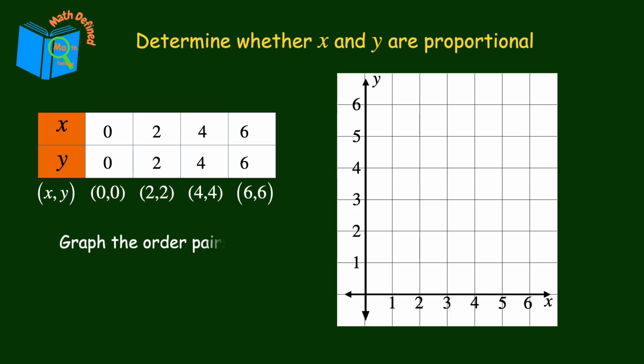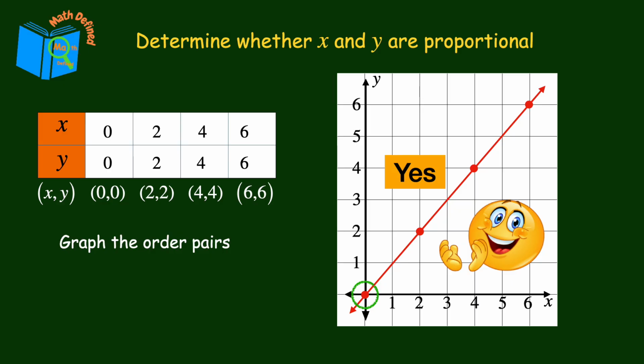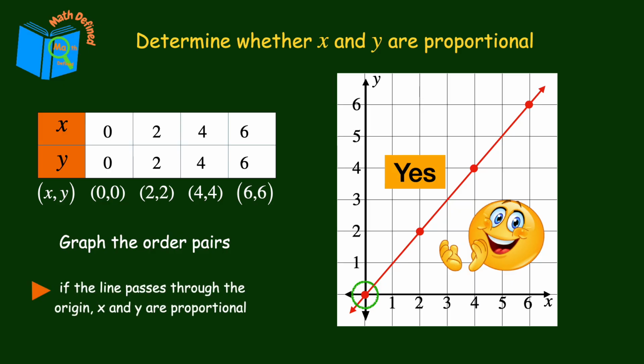Now let's plot these points on the graph, starting with the origin at 0, 0, then 2, 2, 4, 4, and finally 6, 6. Then we'll connect the points with a straight line. Do you see how this line passes through the origin at 0, 0? This means that x and y are proportional. If the line passes through the origin, x and y are proportional.